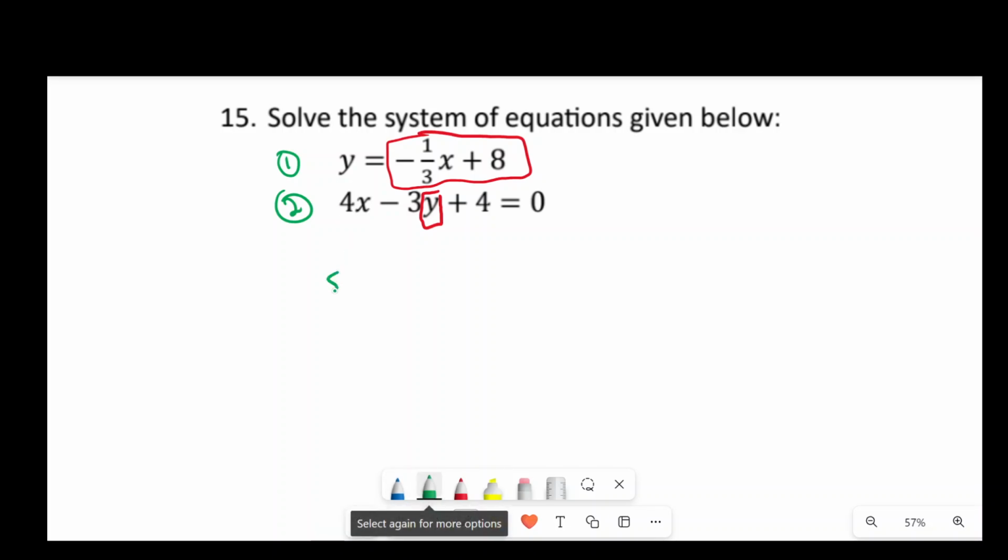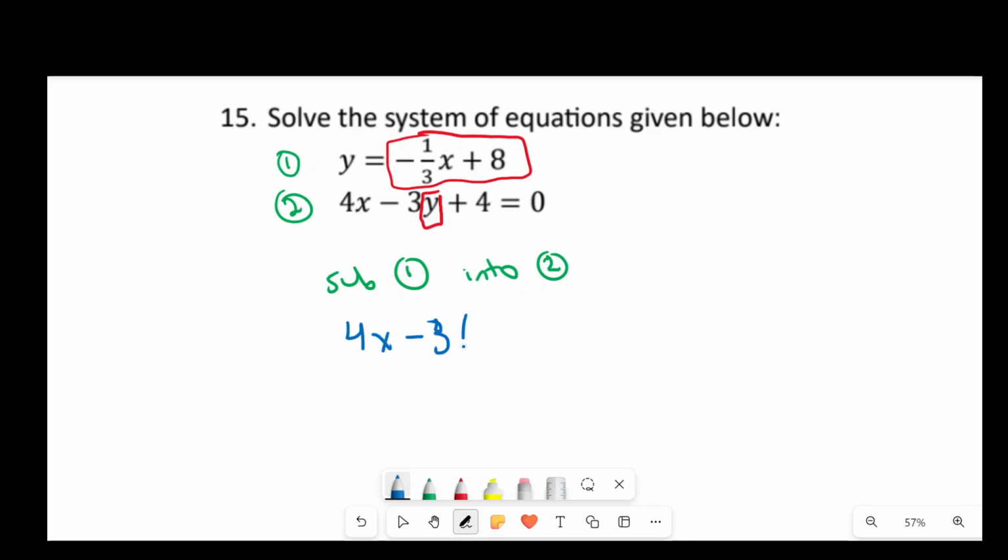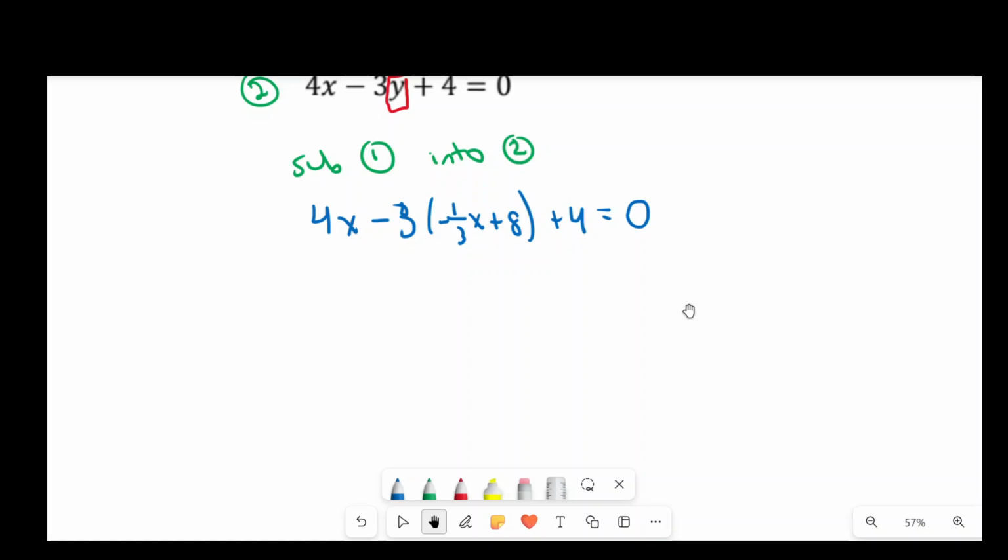So I'm really going to sub equation 1 into equation 2, meaning that I'm replacing the letter y with what I know y is equal to. So equation number 2 becomes 4x minus 3y plus 4 equals 0. And of course, I didn't write y. I put a nice big bracket so I can substitute into that bracket what y is equal to, which is negative 1/3 x plus 8. That leaves me with one equation with just one unknown variable x. And now I just have to do the algebra to solve.